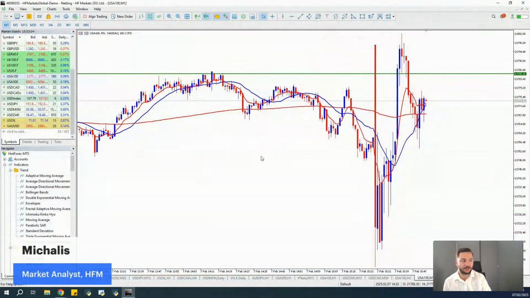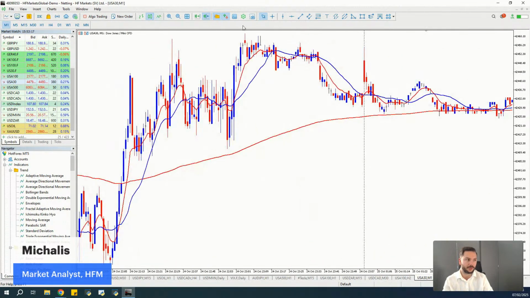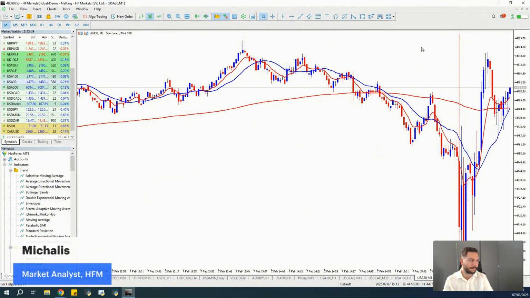So people not 100% on the NASDAQ, ladies and gentlemen, of course, they can switch over to the Dow Jones. Dow Jones is the best performing stock index globally at the moment. Let's look at the Dow Jones.